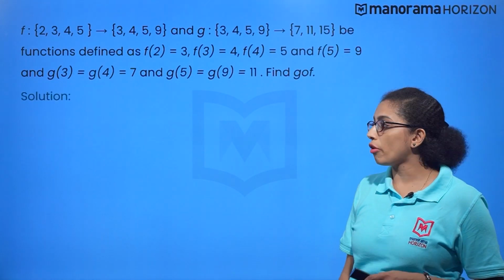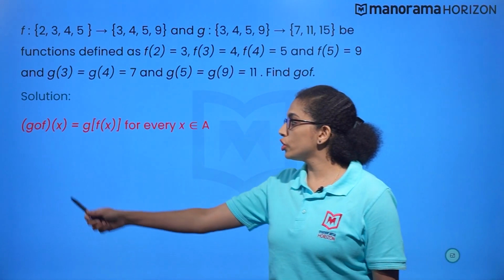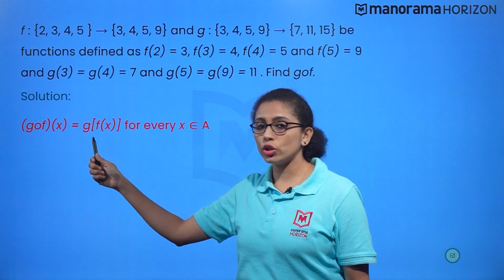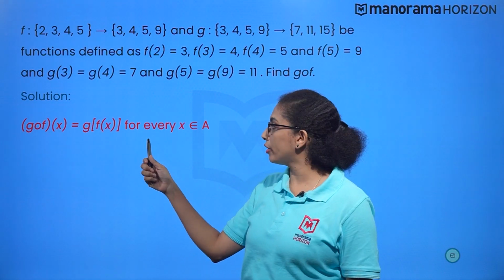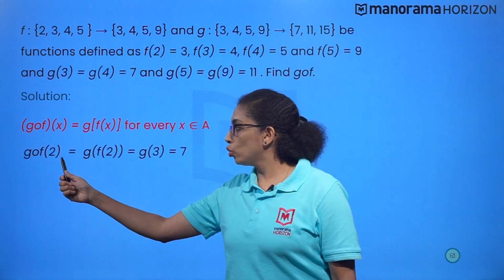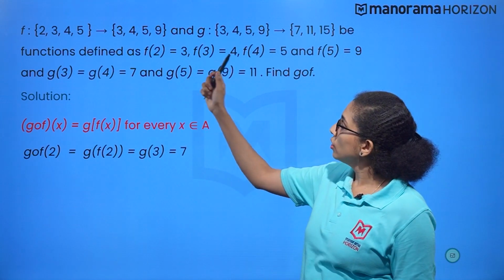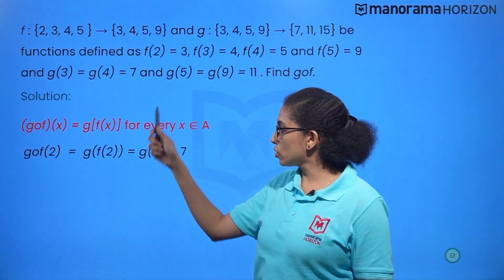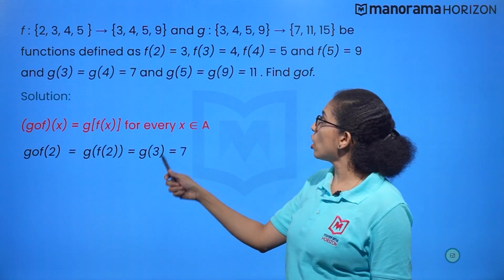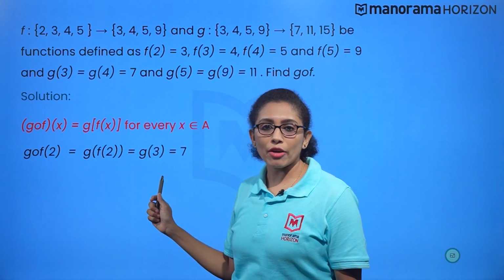To find g of f, we should use the formula (g∘f)(x) is equal to g(f(x)) for every x element of A. So, (g∘f)(2) is equal to g(f(2)). What is f(2) here? We got it as 3. So, g(3). And what is g(3)? It is g(3) is equal to 7.